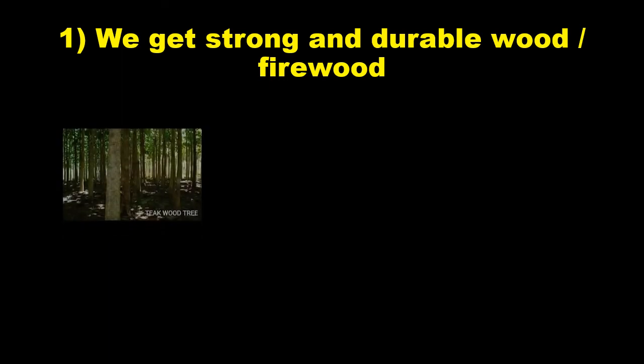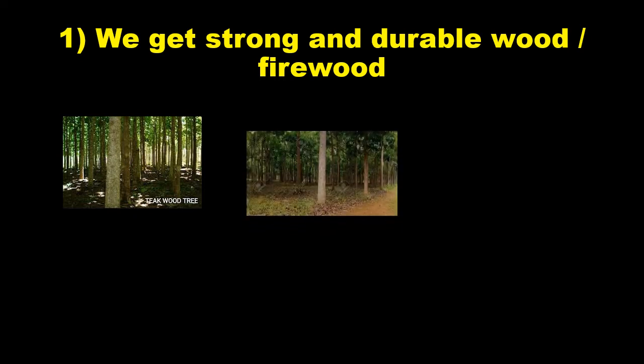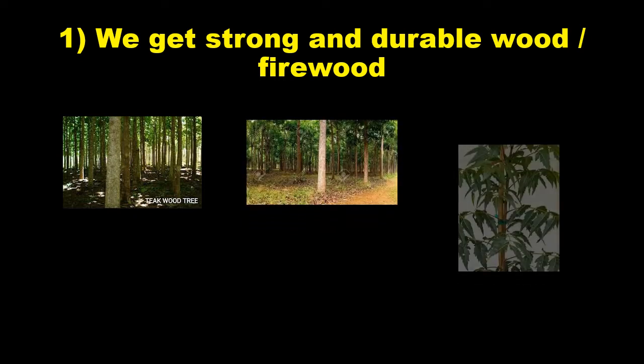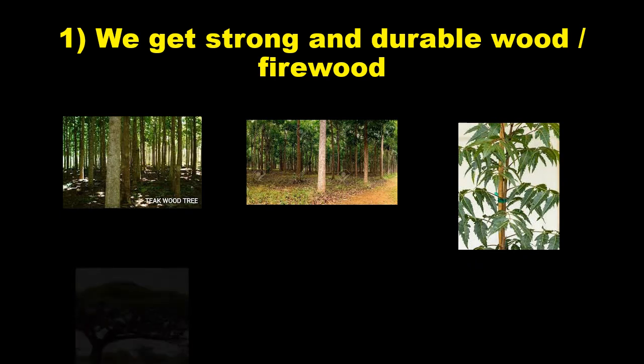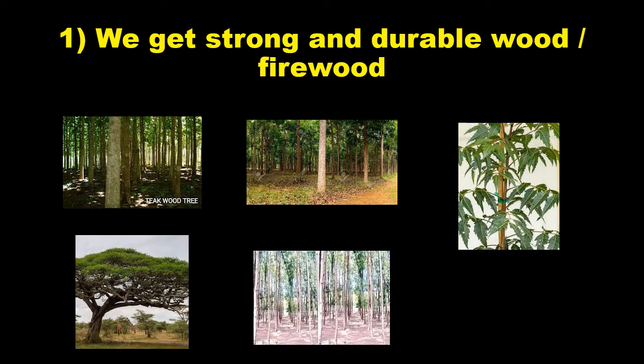The first one that we all know is that we get strong and durable wood and firewood. There are various types of trees from which we get firewood or strong wood. The first one, if you can see in the picture, is teak. Then you have mahogany. You have neem tree. We are all aware of neem trees. Then we have acacia and subabul. These are the various types of trees which give us strong wood, and sometimes firewood.